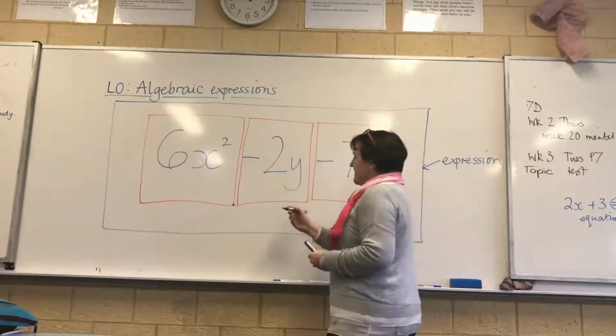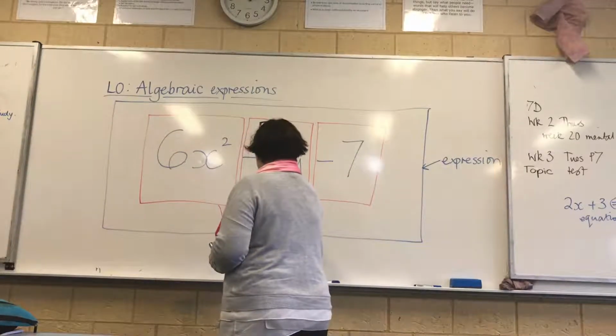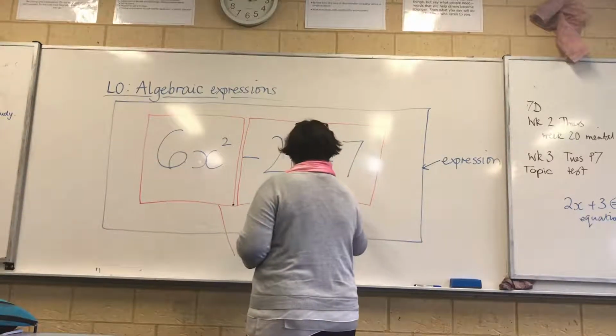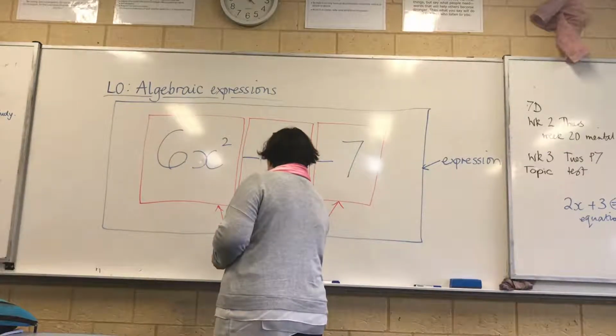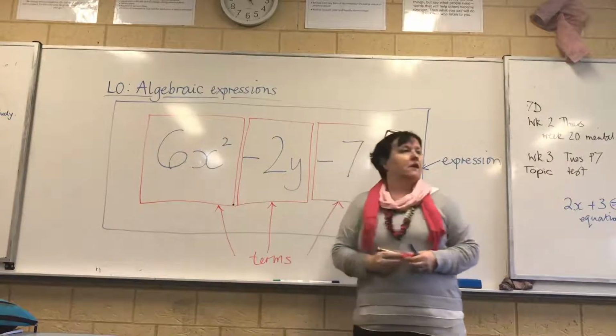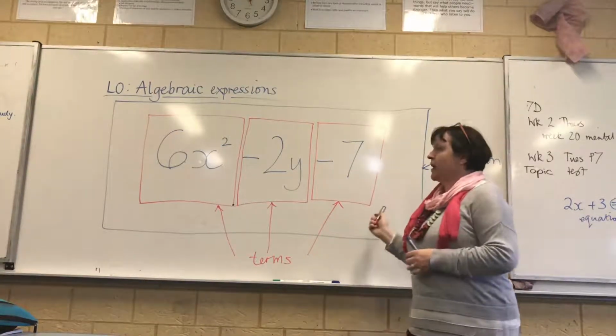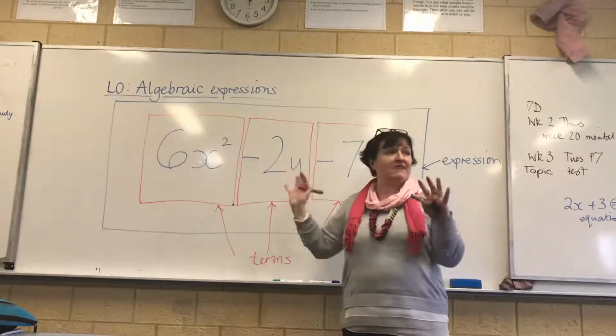Terms, that's right. So these are called terms, okay? So any individual part of the expression are called terms. So we have 3 terms in this expression.